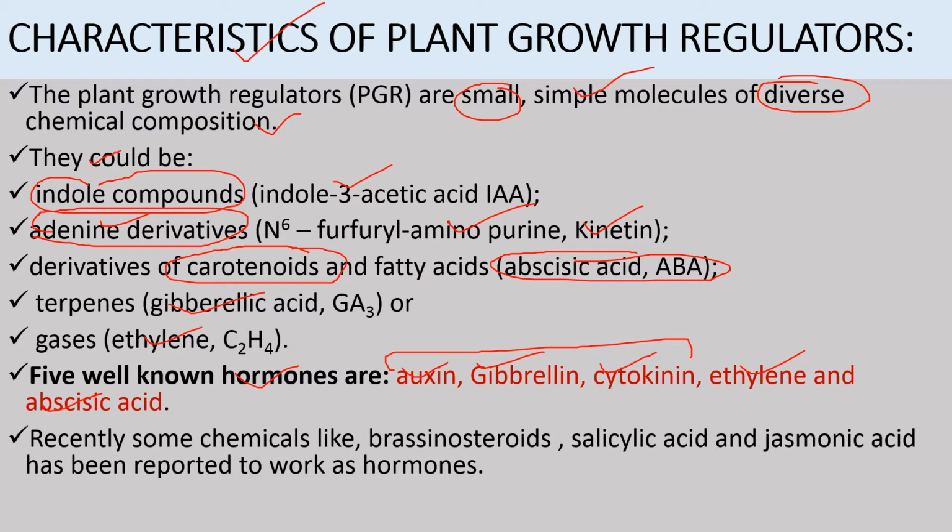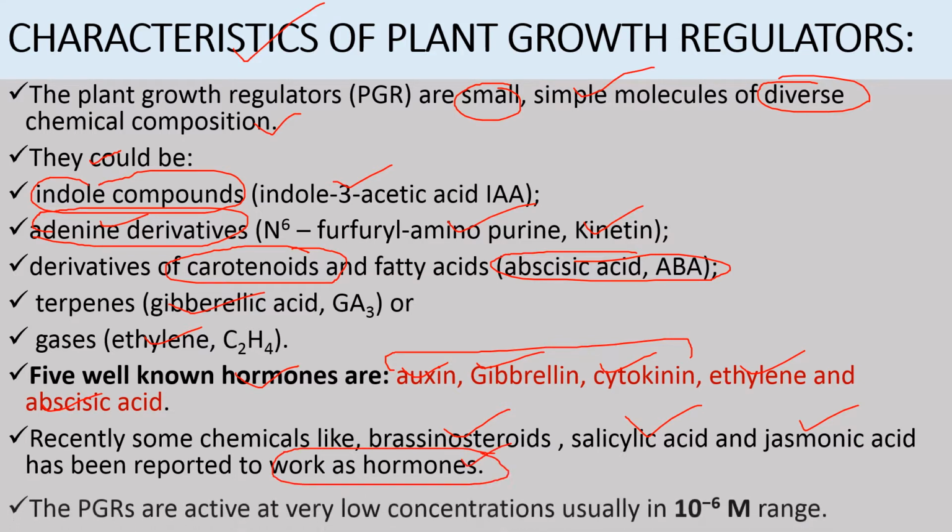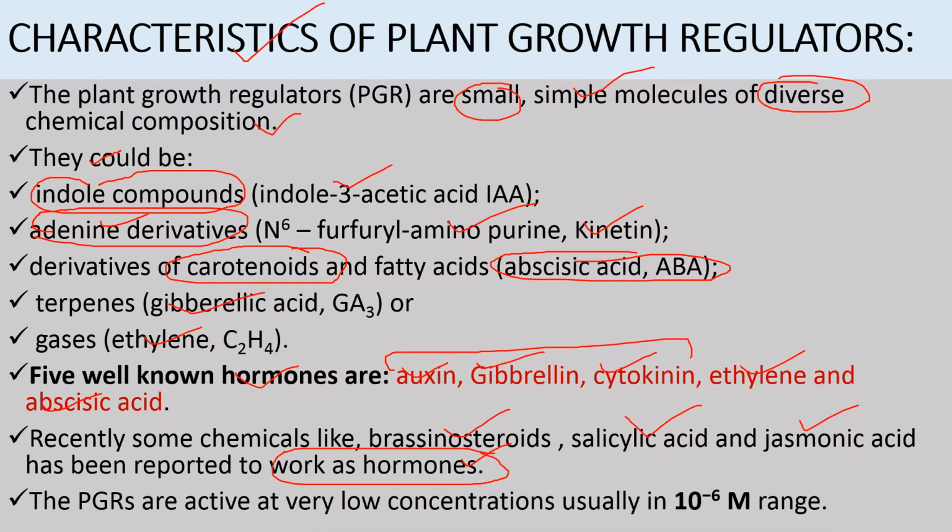There are some chemical substances which are recently reported, like steroids, salicylic acid, and jasmonic acids, which function similar to other hormones. So they are also considered as hormones. The PGRs are active in very low concentration, usually a concentration of 10 raised to the power minus 6 molar.